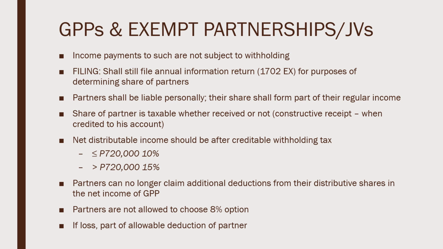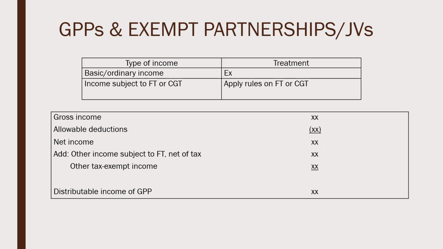Partners are not allowed to choose the 8% option, as we have already discussed in income tax on individuals. And lastly, if there is a loss, this will form part of the allowable deductions of a partner. As you can see here, only the basic or ordinary income will be exempt from income tax. For income subject to final tax or capital gains tax, we will still apply the appropriate rates, and they are not exempt.